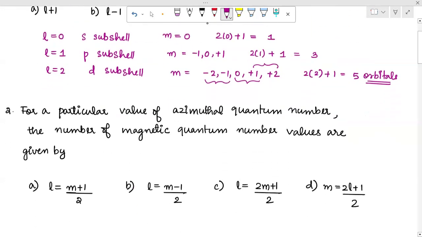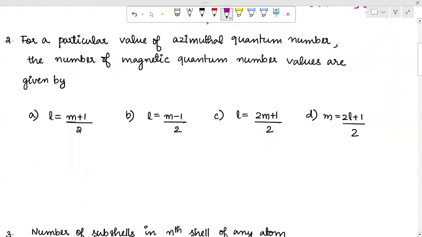All right. Let's go to the next question. For a particular value of azimuthal quantum number, in the question represented by the alphabet L, the number of magnetic quantum number values, which is again M, are given by. So the same question which was given earlier is rearranged over here, right?